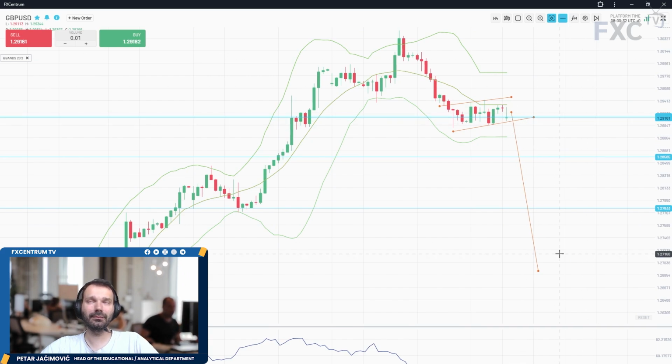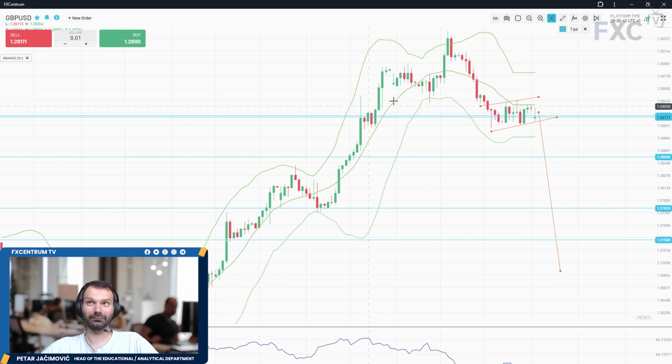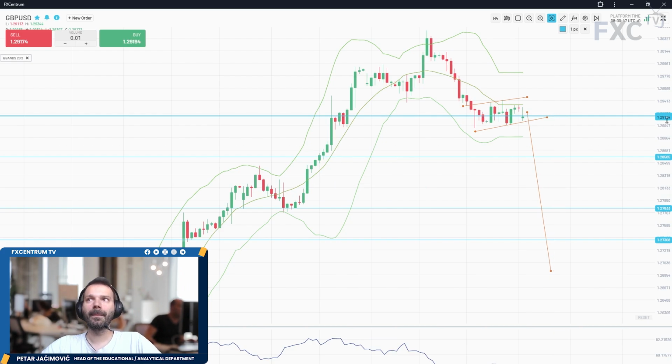And then if there is an even stronger drop, the next pivot will be all the way down at 1.2735, or even 1.2715. So there is plenty of potential for the pound to drop.